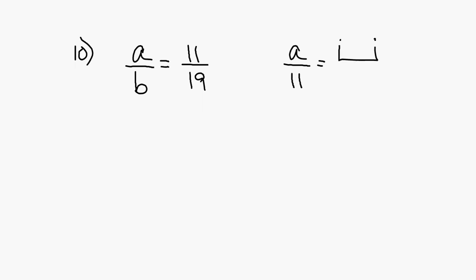So what completes the equivalent? What changed in the original? You got A over B equals 11 over 19. What do you think they did? It looks to me like they took the 11 and they moved it down here to where the B is. So if they move the 11 to where the B is, where do they got to put the B?